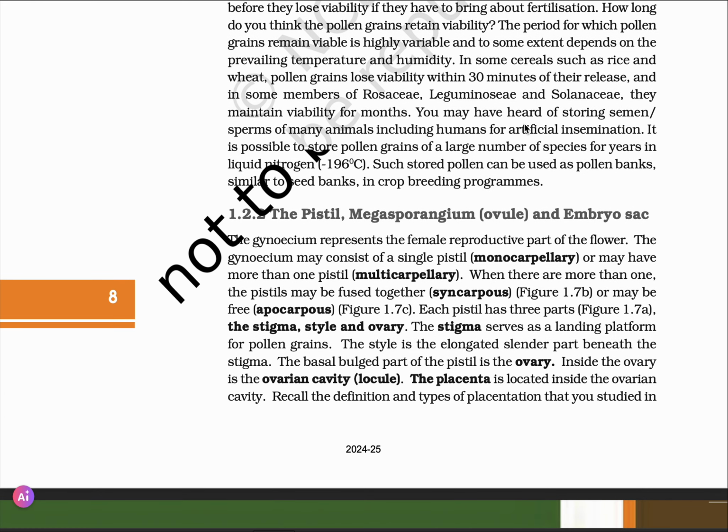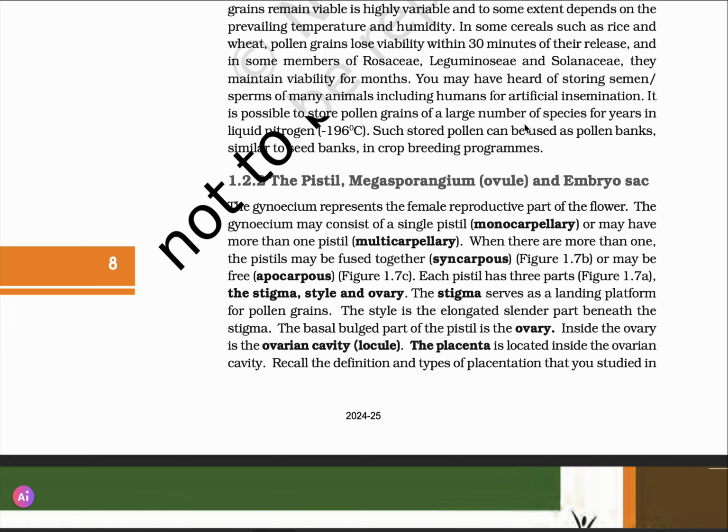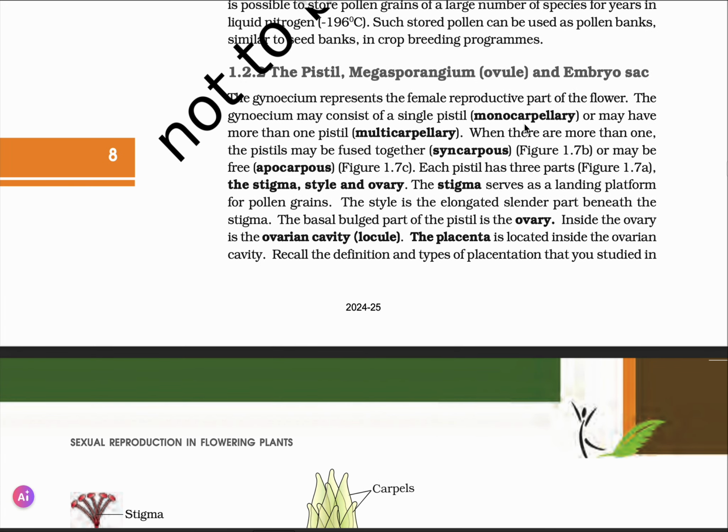You may have heard of storing semen or sperm of many animals, including human, for AI, which is artificial insemination. So it is also possible to store pollen grains of a large number of species for years in liquid nitrogen at about minus 196 degrees Celsius. Such stored pollen could be used in pollen banks, similar to seed banks, in crop breeding programs.